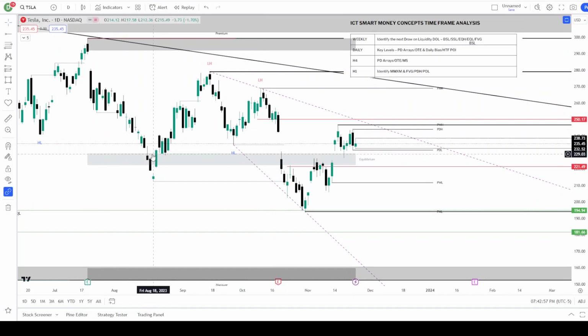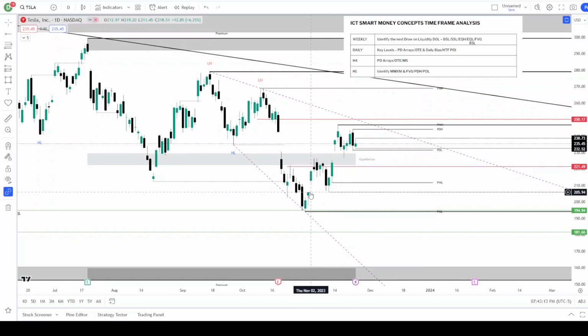And then other things that we're going to be watching for is right here. We have our previous week low coming in at 211.76. So that's a discount array. Okay. We also have sell side liquidity coming down here in this swing point, which also happens to be right at kind of a previous gap level.